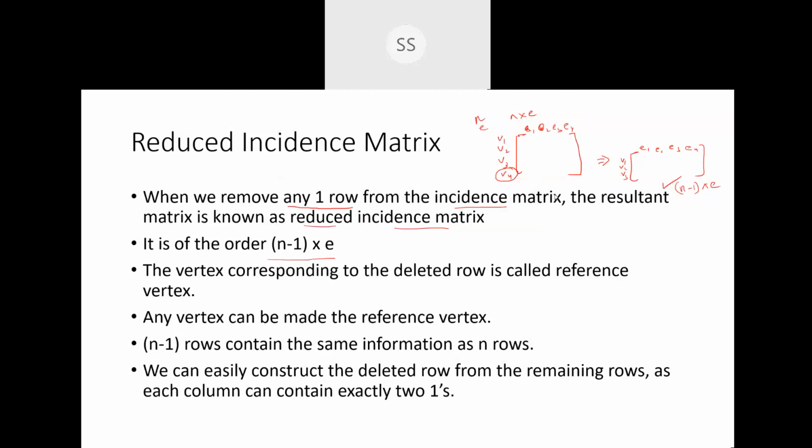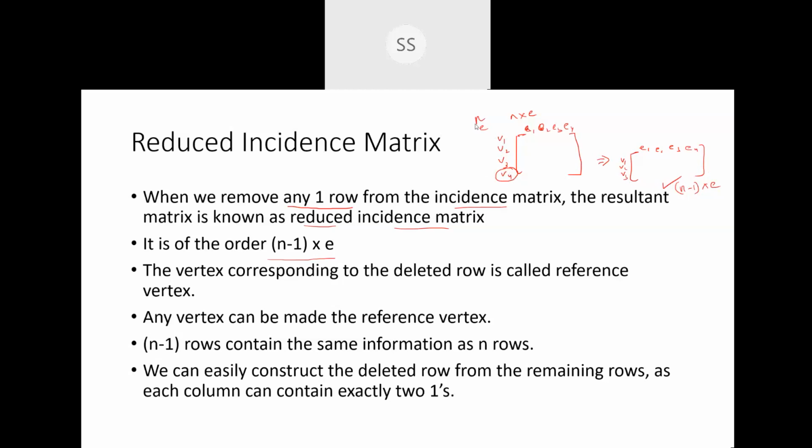So we were talking about the reduced incidence matrix. I showed you the incidence matrix where your rows are all your vertices and your columns are all your edges. When I remove any one vertex, here I have removed the vertex V4, I get a new incidence matrix where the vertex V4 is not there. In such a case, the second matrix can be called a reduced incidence matrix.